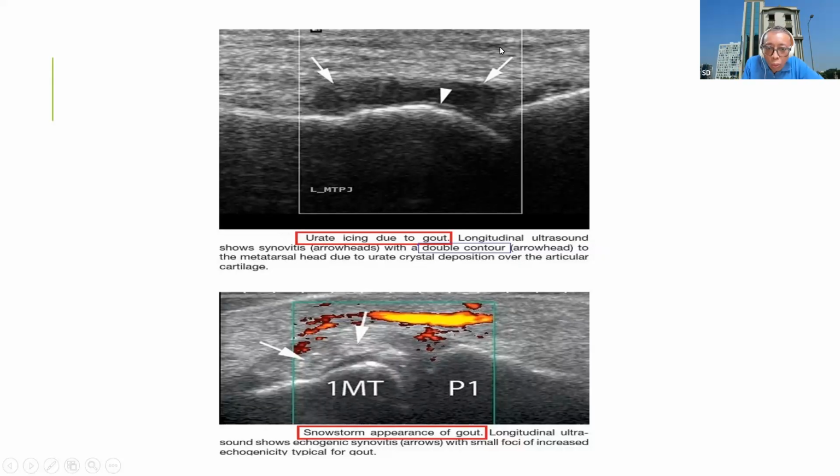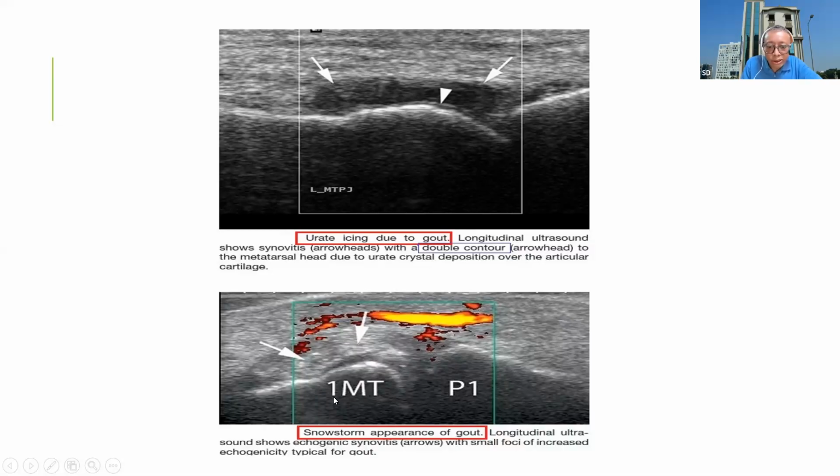And the whole arrow here is basically synovitis. You can see fluid in the synovium, and you can also see thickening of the synovium. So this is not a double contour sign. Okay, the double contour sign is this small area. If you look nicely, this is the articular surface. The articular surface usually has a hyaline cartilage covering, which is anechoic, and over the hyaline cartilage you can see a line. So this is a double contour sign or urate icing. And the black area is effusion, and this is the synovial thickening.